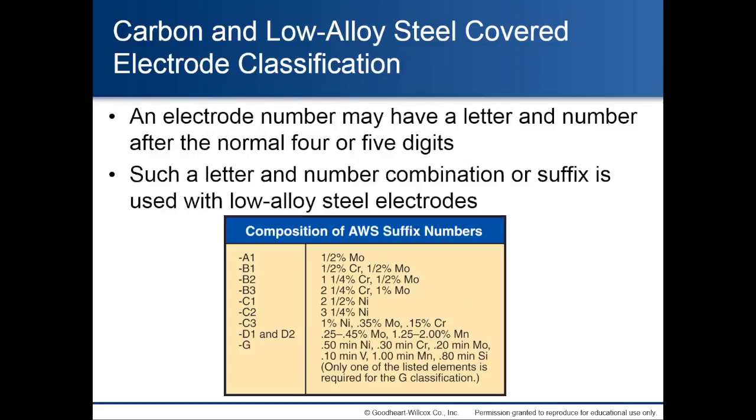Carbon and low alloy steel covered electrode classification. An electrode number may have a letter and number after the normal 4 or 5 digits. Such a letter and number combination, or suffix, is used with low alloy steel electrodes.